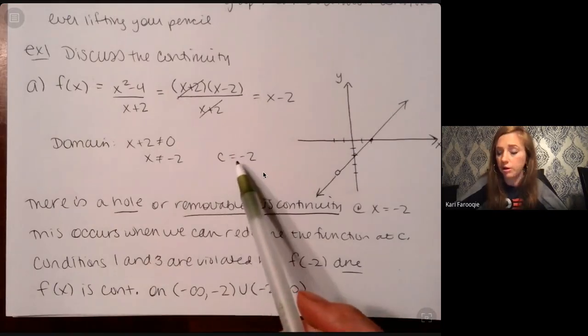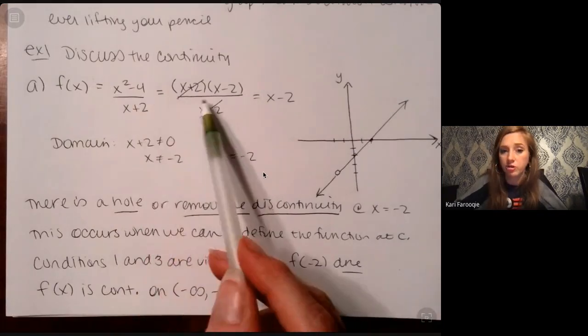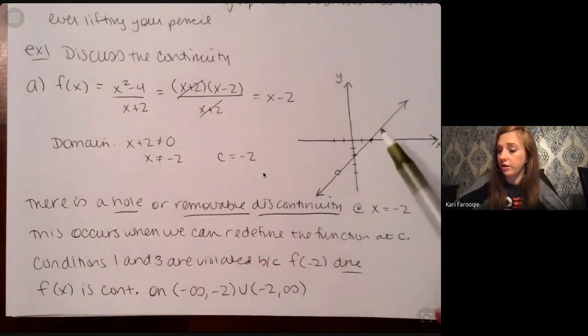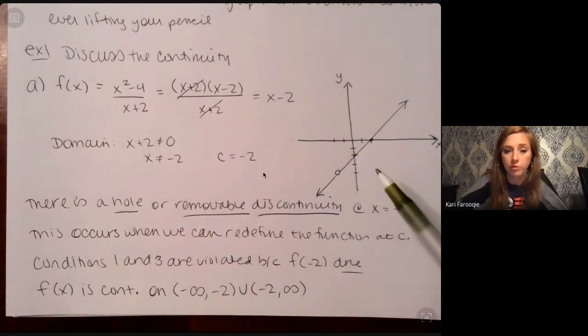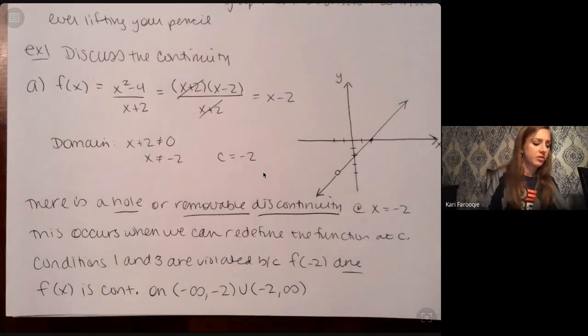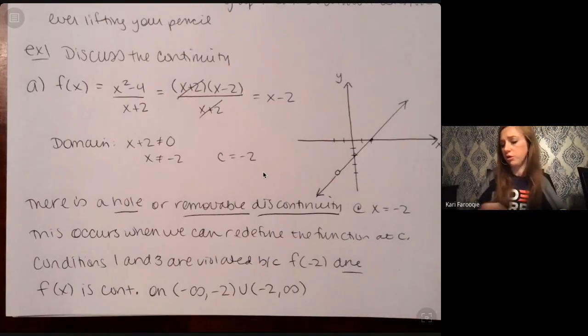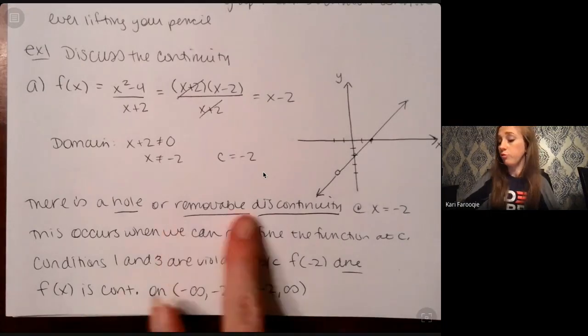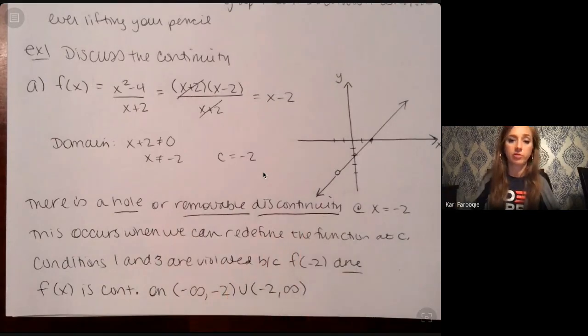That's a problem area. If you can redefine the function, which I did here, then at least you know that it's removable. There are going to be a lot of cases where you can't redefine the function, and then we'll talk about what kind of discontinuity that would bring. So as far as discussing the continuity, we're just stating that it's continuous on this interval, but there is a hole or a removable discontinuity at x equals -2.